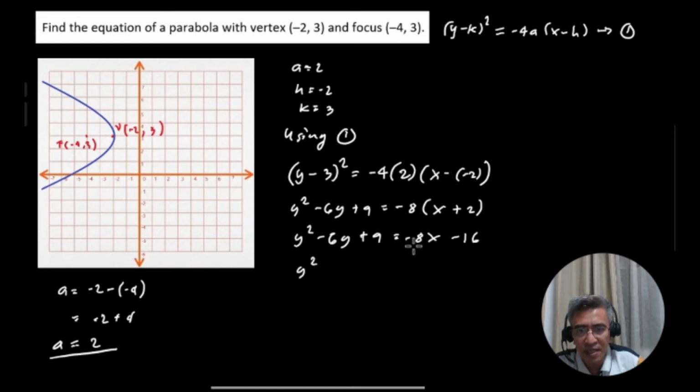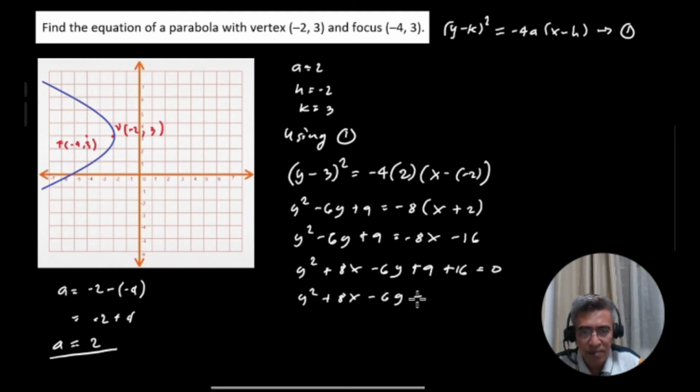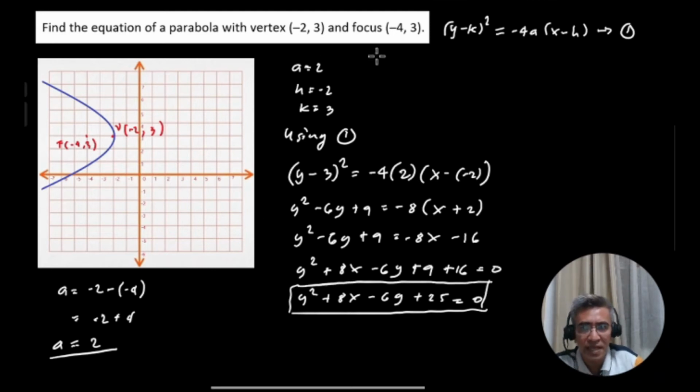And y squared, transpose negative 8x to the left side, that's positive 8x, minus 6y, and plus 9. And negative 16 transpose to the left side, that's positive 16, and equal to 0. Or y squared plus 8x minus 6y plus 9 plus 16, that's positive 25, and equal to 0. And this is the equation of the parabola based on the vertex negative 2, 3, and the focus, that's negative 4, 3.